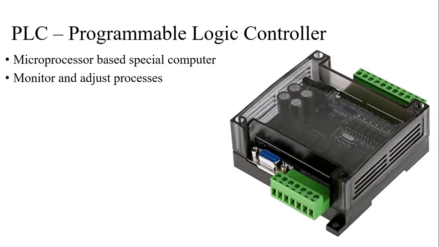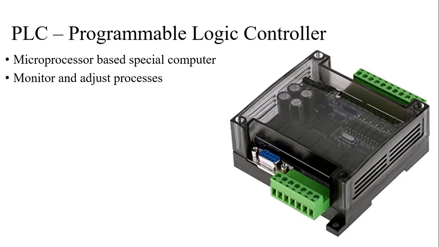Now the next topic is PLC. PLC is the most basic part of the CNC machine, without which the CNC machine cannot work, without which the CNC is not a CNC. Clear? So what is PLC? It is the short form of Programmable Logic Controller, correct? So it's a microprocessor-based special computer, correct? It's a small computer which can monitor and adjust processing.